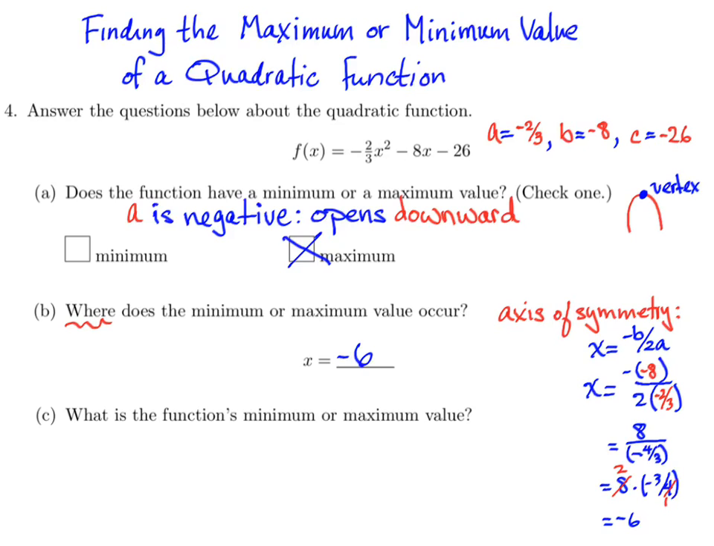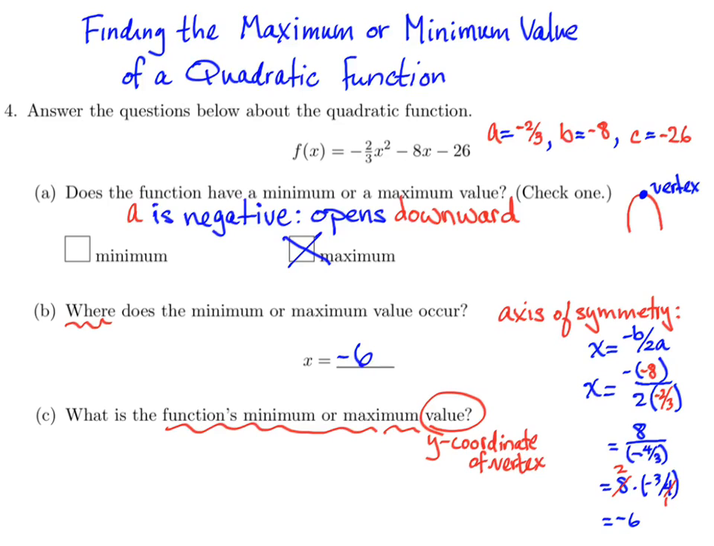All right, part C says, what is the function's minimum or maximum value? So what's the difference between part C and part B? So part B asked, where does that maximum value occur? We found that that was the x-coordinate of the vertex. So part C is the actual maximum value of the function, f of x. So in part C, we're looking for the second coordinate, or the y-coordinate of the vertex. So that is what we're looking for, the y-coordinate of the vertex.